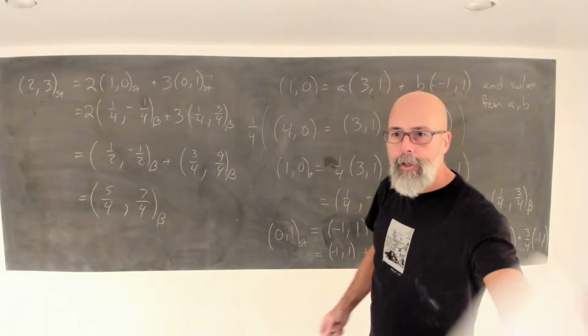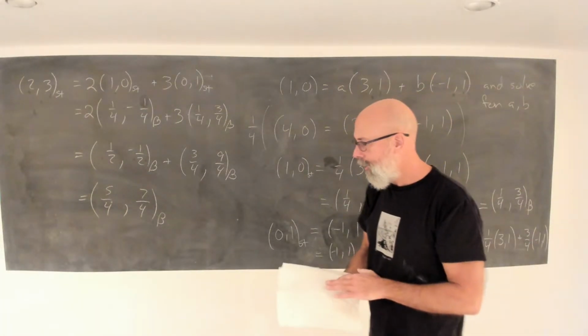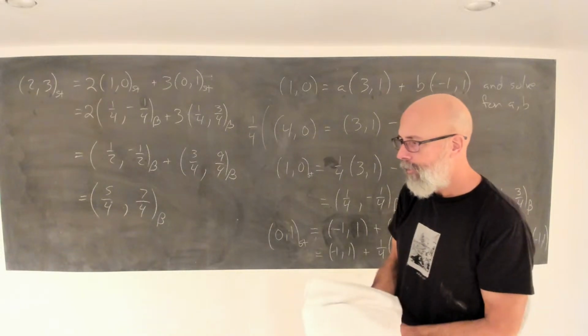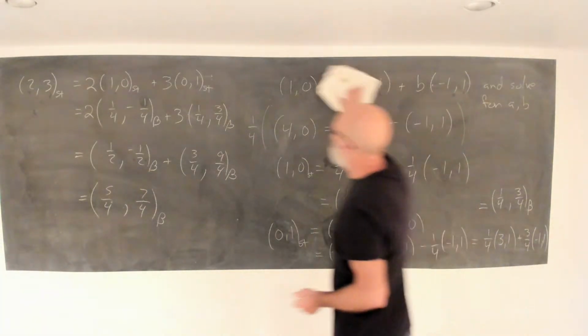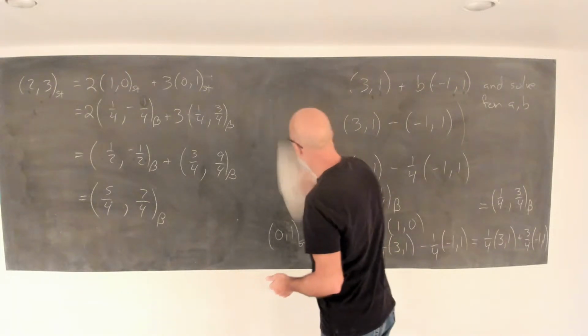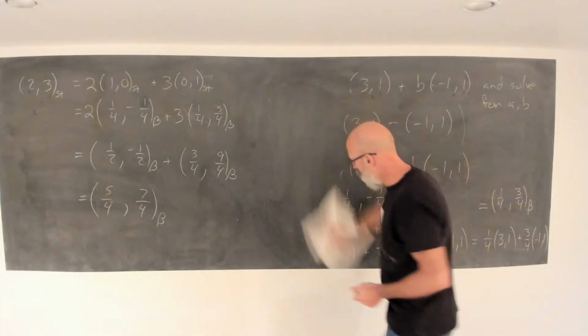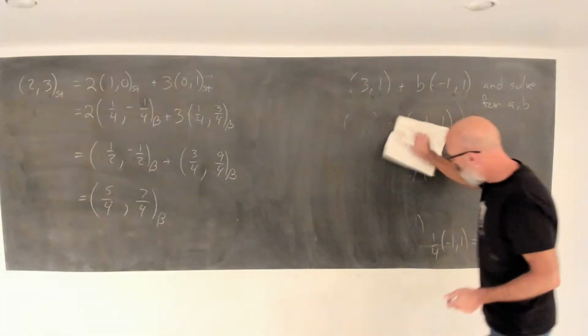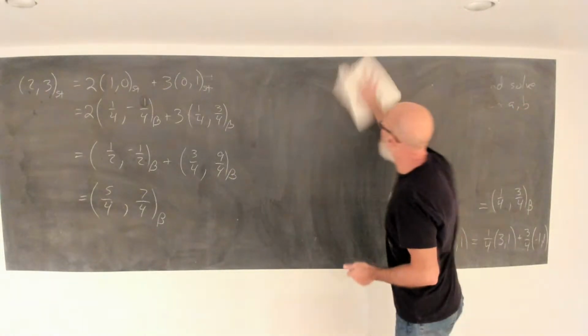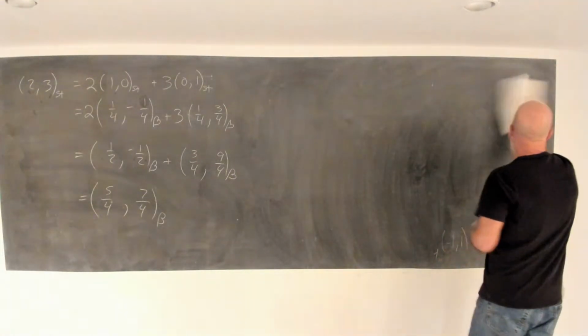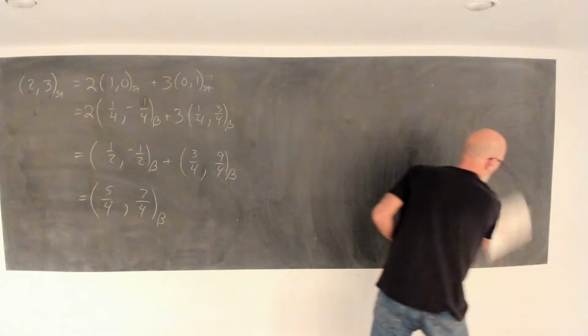Math 223 is, what is it called? Advanced linear algebra or something? I don't know, I forget its name, but it's the second linear algebra course.